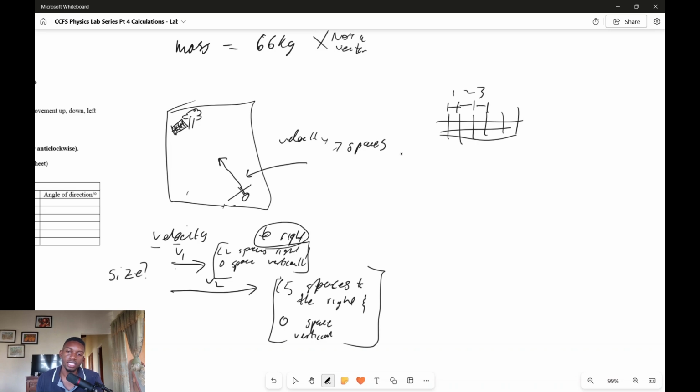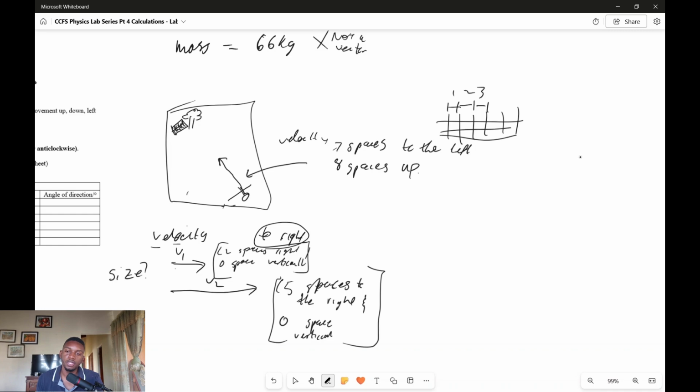So we say 7 spaces to the left. And how many spaces up? That looks also a little bit more. So we call it 8 spaces up. All right. Bam. And then we have this arrow, right?